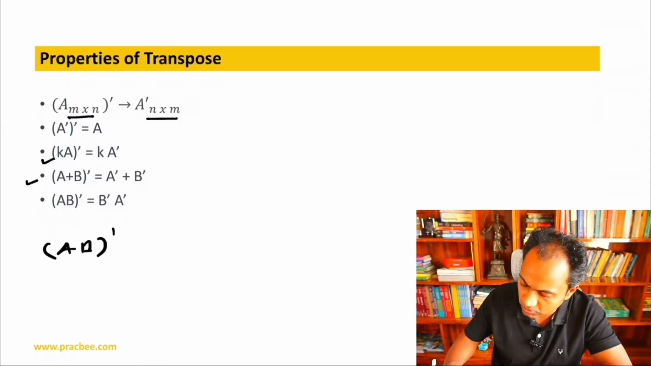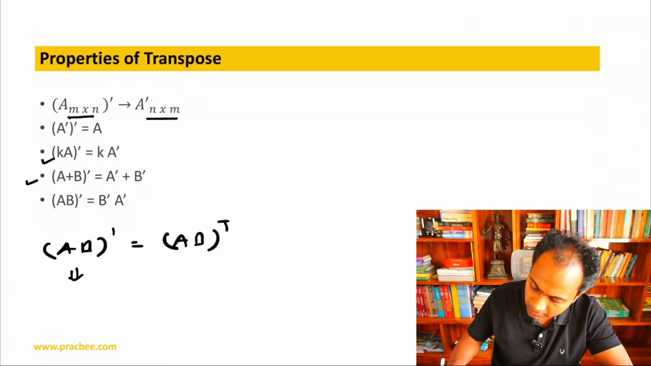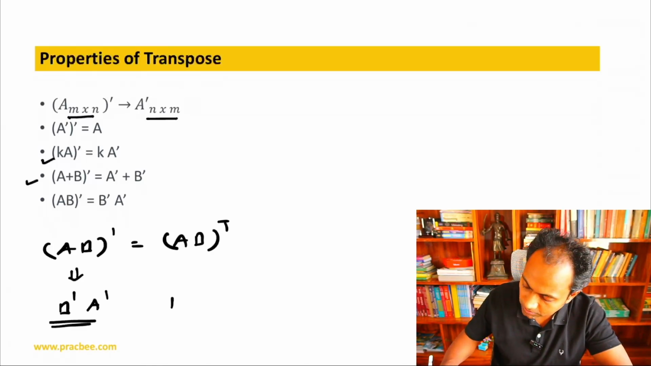If I take the transpose of a product, it can be written like this. Sometimes people will write it like this also. What is going to happen? It is going to change the order in which the things are coming. So (AB) transpose will become B transpose into A transpose. This can also be written as B transpose into A transpose.